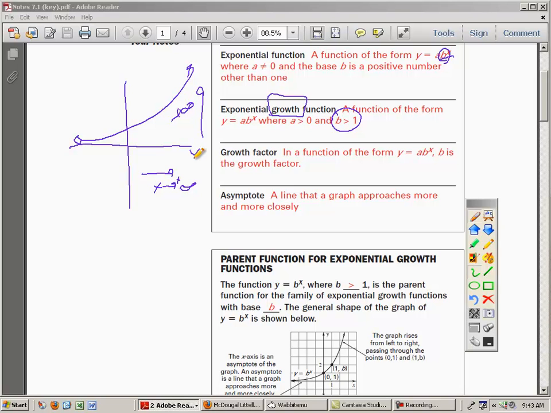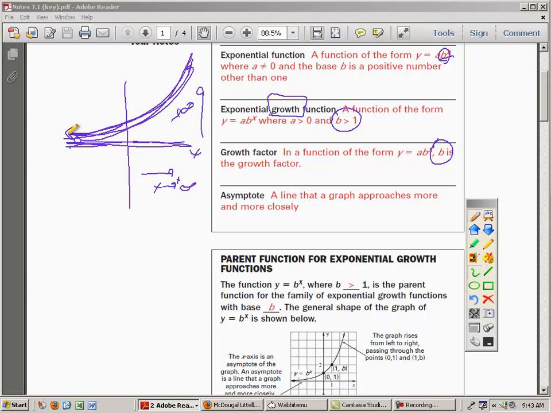All right. The growth factor is my base. My b is my growth factor. That determines how quickly my function is going to grow. And then an asymptote is a line that the graph approaches more and more closely. Basically, it's a line that the graph gets very close to but never really touches. In this case, the x-axis would be an asymptote of this exponential function that I've drawn, because the graph gets really close to the value of y equals 0, but it doesn't actually touch it.